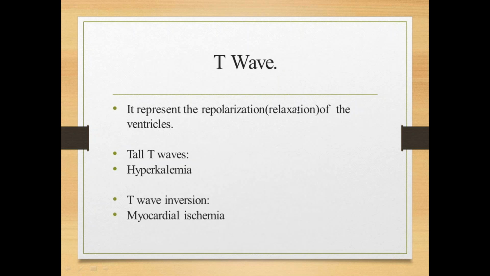Coming to the T wave, it represents the repolarization or relaxation of the ventricles. At the T wave, the ventricles come into complete relaxation. Abnormalities of the T wave include hyperkalemia, where you get tall T waves, and you can sometimes see T wave inversion in ECGs, which is also suggestive of myocardial ischemia.